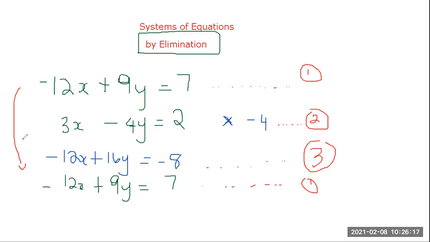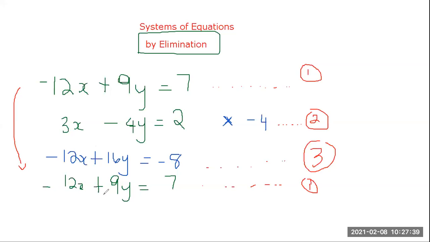So now I have these two equations, and my process of elimination, I'm going to get rid of that x variable. Since they're both the same, now I could eliminate it. So you ask yourself, what operation do I need to do to get rid of a negative 12x? What would I have to do to get rid of negative 12x?